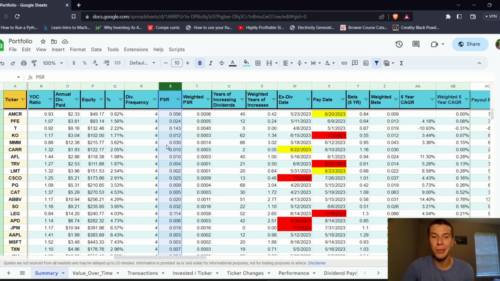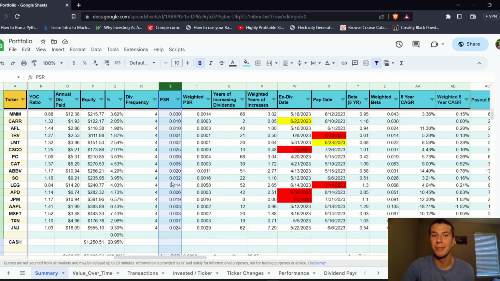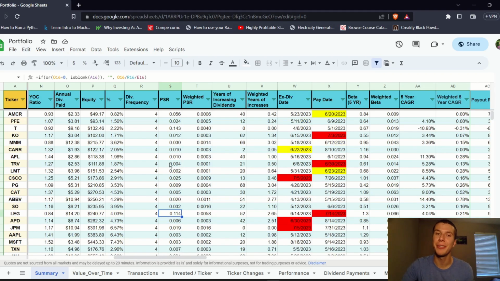So right now, all my numbers are really, really small because my portfolio is pretty small. But basically what that means is, for example, Leggett and Platt, if I were to DRIP the dividends back in and reinvest back into the company when I get paid, which I actually don't right now directly, I would be able to buy about 0.1 shares every single payment. So hopefully, most of these will be one in a few years or even greater than that, which would be awesome.